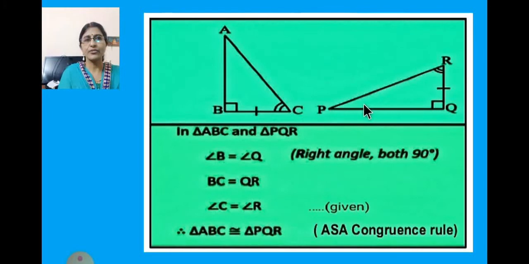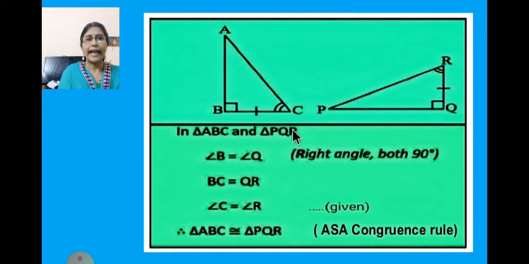So again these two triangles are drawn here. In triangle ABC and triangle PQR, you can see here angle B is equal to angle Q. Both 90 degree. Angle B is 90 degree, angle Q is also 90 degree. It is given. And then what else can we write? This is the side additional pair which we have thought of taking. So we'll write BC is equal to QR.